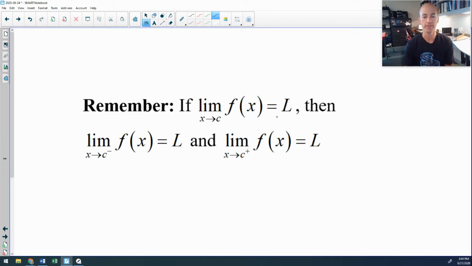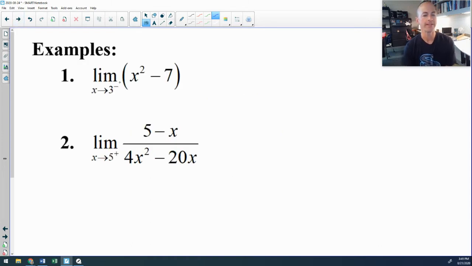And if we can show that the two-sided limit exists, then we know that the one-sided limit will exist as well. And that's exactly what we're going to do on these first couple of problems. So we have number 1, we're approaching 3 from the left. However, I can just directly substitute 3 squared minus 7, and that will end up being 2. So in my mind, I was ignoring that little negative, and I just did the limit as x approaches 3. But because the limit as x approaches 3 exists, then I know that the left side must exist also. Can do the same thing on number 2 down here.